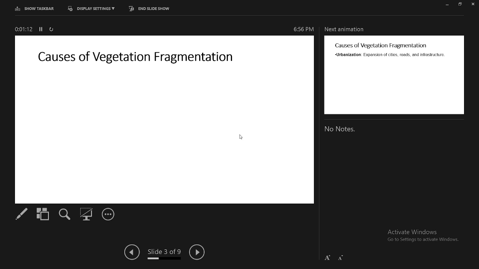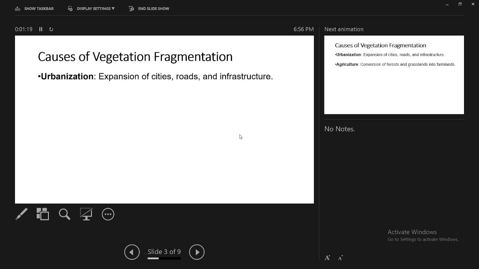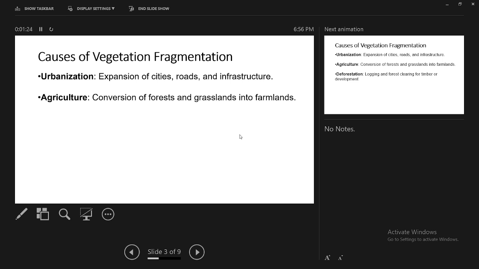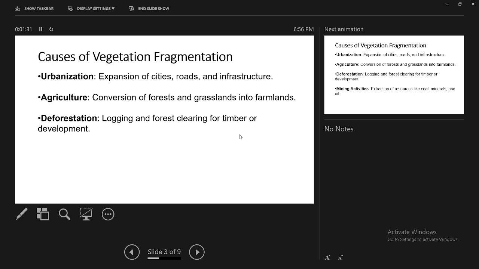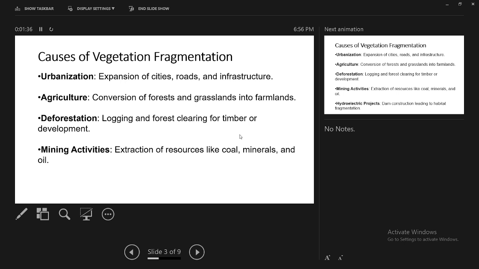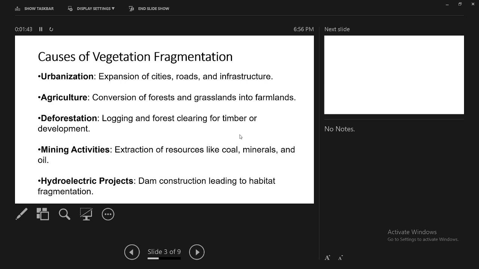The causes of vegetation fragmentation are basically natural or human-made: urbanization, the expansion of cities, roads, and infrastructure; agriculture, the conversion of forest and grassland into farmlands; then deforestation, logging, and forest clearing for timber or development; then mining activities, extraction of resources like coal, minerals, and oil; and hydroelectric projects, where dam construction leads to habitat fragmentation.